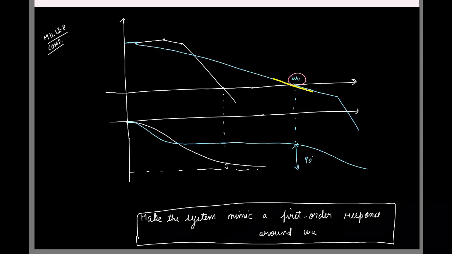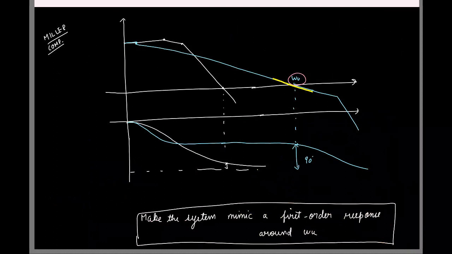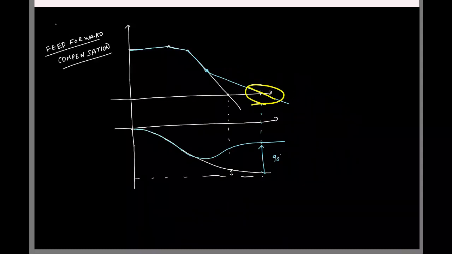So we are looking at the idea of frequency compensation, and we came up with two techniques. One was to make sure that the open loop poles are far apart, and the second was to introduce an LHP zero, right? And we saw that in both techniques, what we are essentially doing is trying to make the system behave like a first order system around the unity gain frequency. So that's what happened in both the techniques, right?